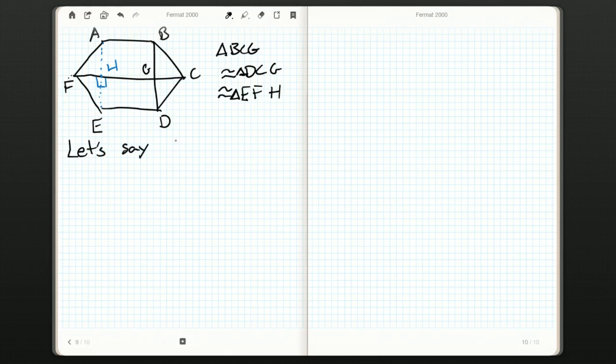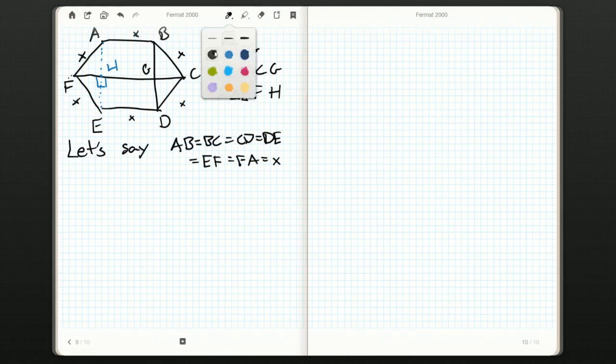So let's say that AB equals BC equals CD equals DE equals EF equals FA. We'll call that side length x. So that's an x, that's an x, that's an x. Lots of x's everywhere. Alright. So what do I want to do with these x's? Do I want to change color? Yeah.